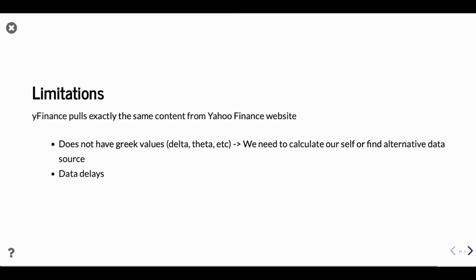As I mentioned before, there are some limitations to the yFinance library, which limit some of the analysis we can do. So the two main limitations of yFinance are, number one, it does not have the Greek values such as delta or theta. And these Greek values are very important for analyzing options and understanding which option to buy or sell. So we would need to calculate these ourselves or find alternative data sources. The second limitation is that yFinance will have some data delays, so all the option pricing information we get will not be up to date.